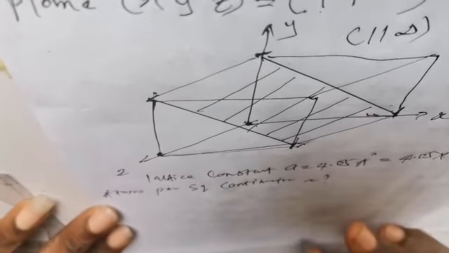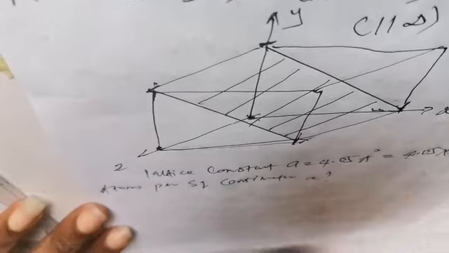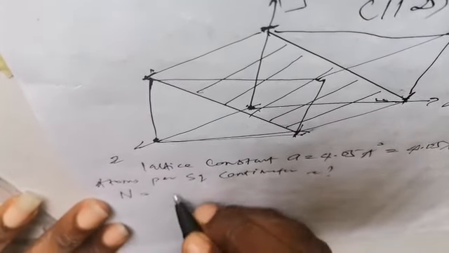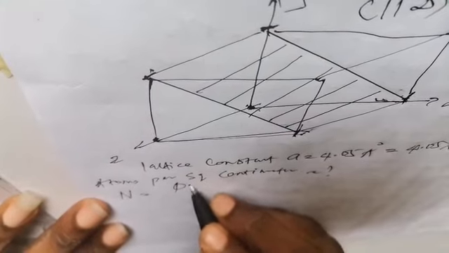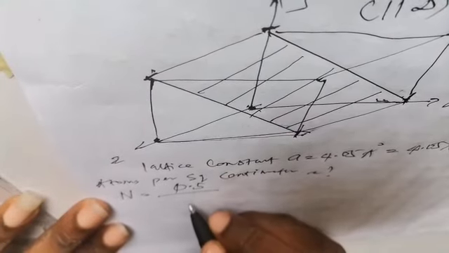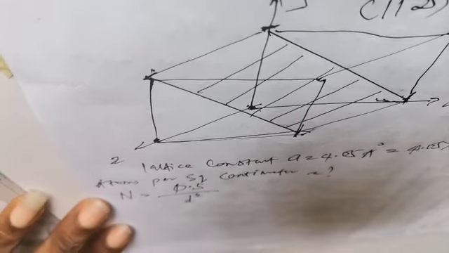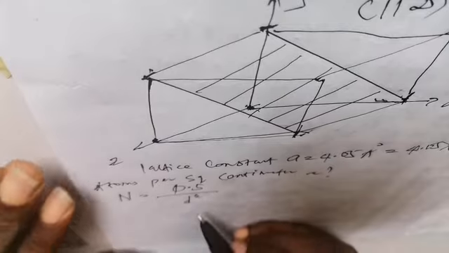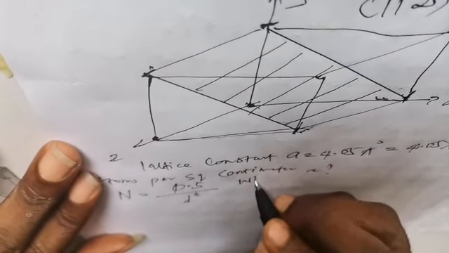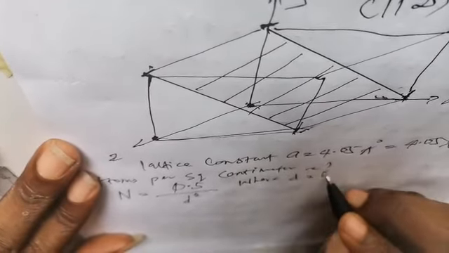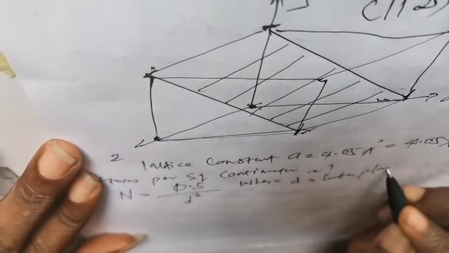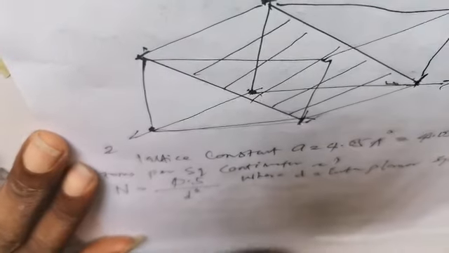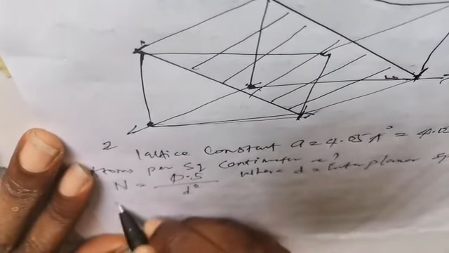But in order to do this, the number of atoms per square centimeter n is actually given as 0.5 divided by d to the power of 2. So that becomes atom per square centimeter. So we need to find d, where d is the interplanar spacing or distance, as the case may be. So we need to find first the interplanar spacing d.